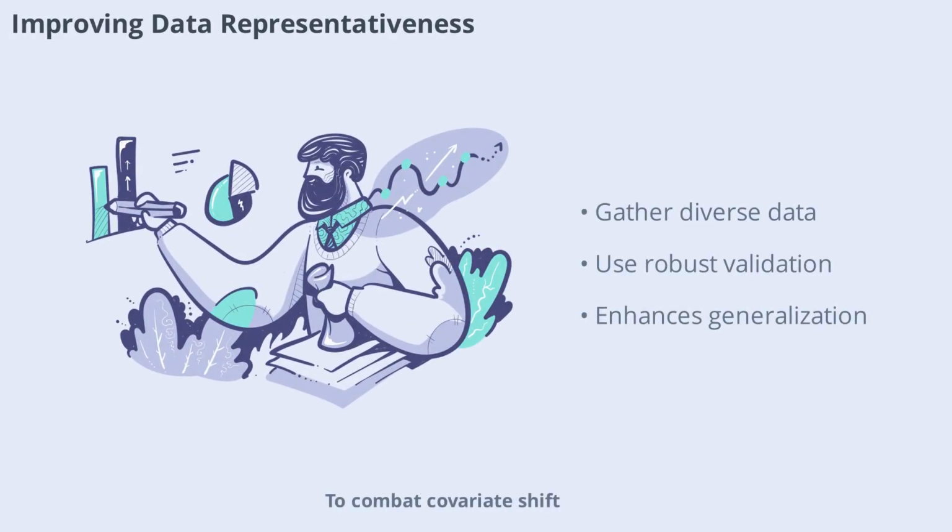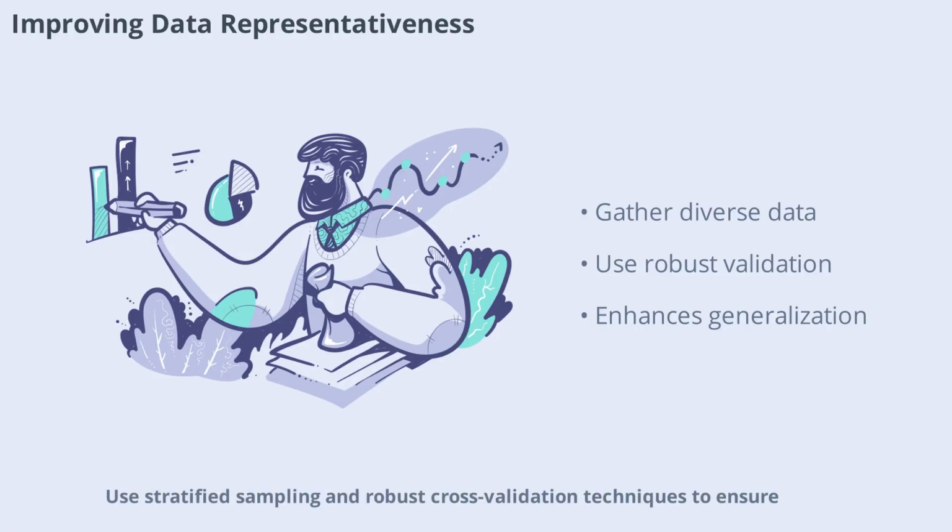To combat covariate shift, gather diverse data that reflects real-world scenarios, demographics, and environments. Use stratified sampling and robust cross-validation techniques to ensure your model sees a wide range of cases during training. This helps your model generalize and perform well in production.